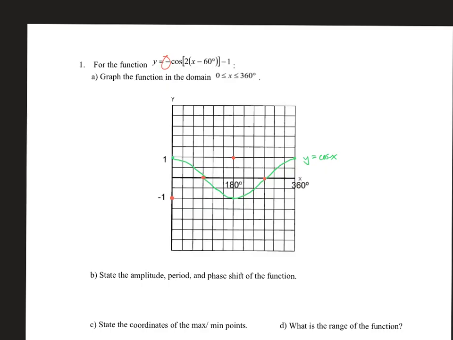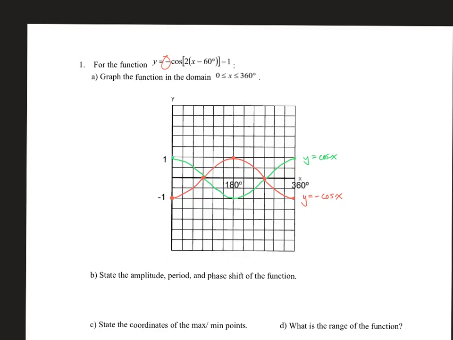This minimum gets reflected across the x-axis. My 0 stays the same. My max becomes a minimum. And I can connect all of my points with a smooth curve. That red function that I just created was y equals negative cos x. Okay, so I've dealt with the reflection.